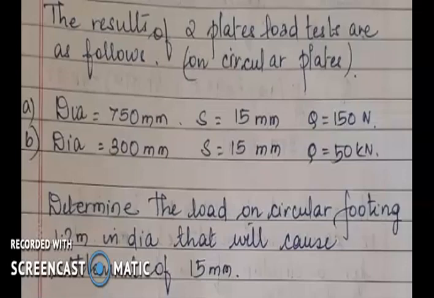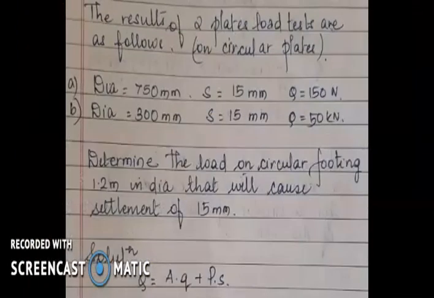Is that understood? So now we have learned in the last video this equation, Q is equal to A into q plus P into s. Now what is A? A is the contact area of the plate with the soil, or footing plate. What is small q? Small q is the bearing pressure beneath the area A. Again, this is a constant, a bearing pressure beneath the area A.